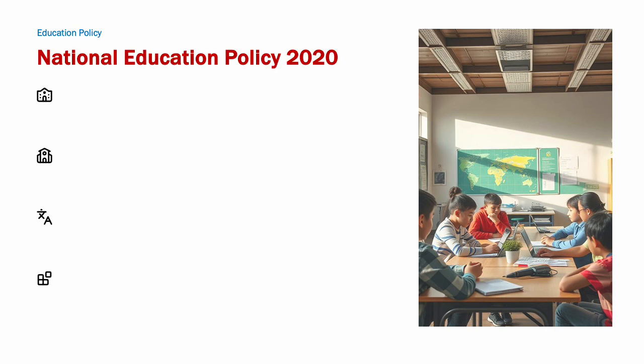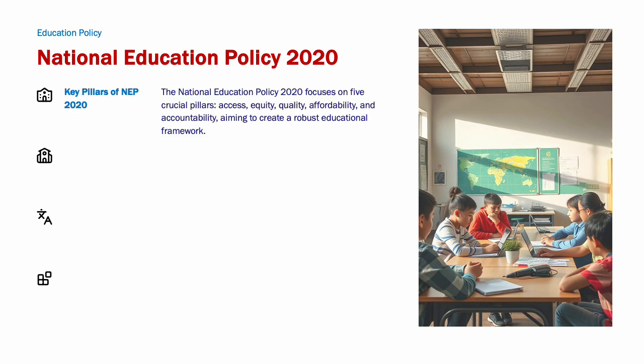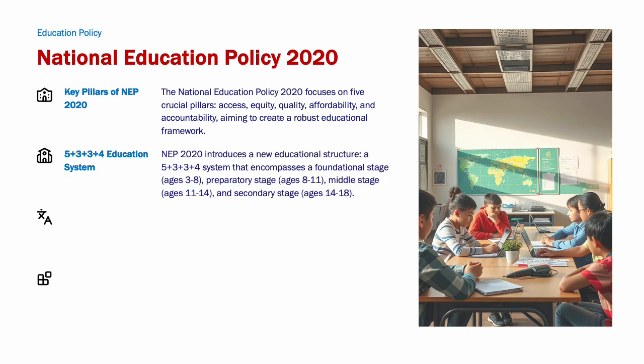Let us take a quick look at the New Education Policy 2020 one more time. It focuses on 5 crucial pillars: access, equity, quality, affordability, and accountability, aiming to create a robust educational framework. The NEP 2020 introduces a new educational structure, a 5+3+3+4 system that encompasses a foundational stage, preparatory stage, middle stage, and secondary stage.